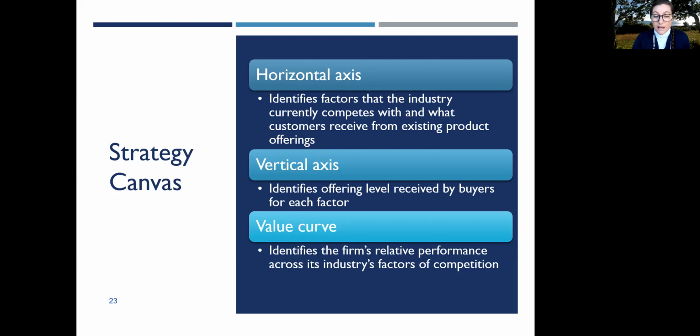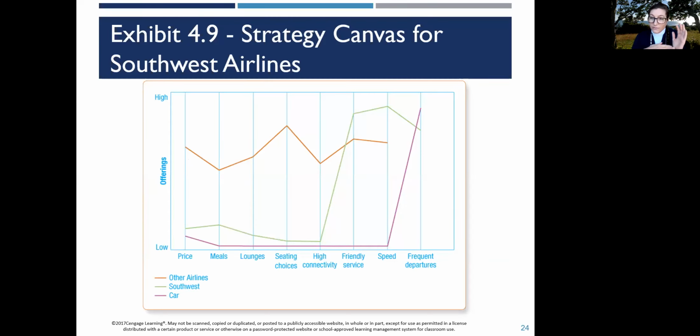So let's look at an example, right? So on the horizontal axis, we've got various product attributes. The product that we're looking at here is actually a service. It's Southwest Airlines, right? So on the horizontal axis, we've got the various aspects of price, meals, lounges, seating choice, connectivity, friendly service, speed, and frequency of departures.